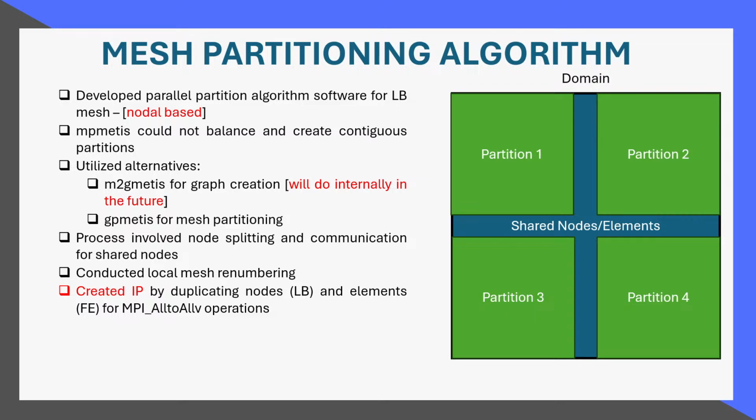The process involved node splitting and communication for shared nodes. We conducted local mesh renumbering, and we created an IP by duplicating nodes for lattice Boltzmann using the MPI all-to-all operations.